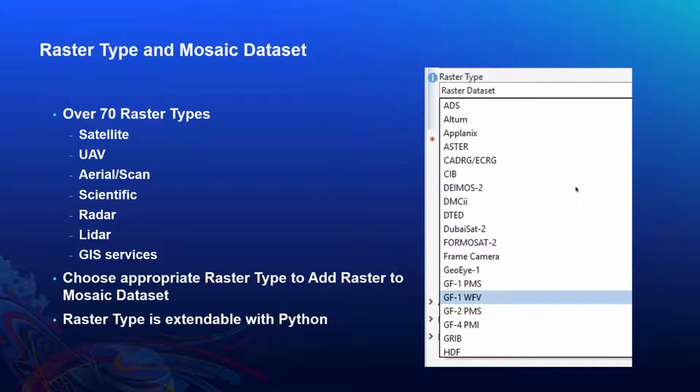And you should be choosing the appropriate raster type when you are ingesting the data into the Mosaic dataset table using the Add Raster to Mosaic Dataset tool. If the incorrect raster type is picked, the data will not be able to be correctly added into the Mosaic dataset. And if you happen to have a type of sensor that is not supported by the existing raster types in ArcGIS today, the raster type is actually also extendable with Python. You can use Python to write your own interpretation methods for the sensor that isn't supported by ArcGIS yet, to create a custom raster type.